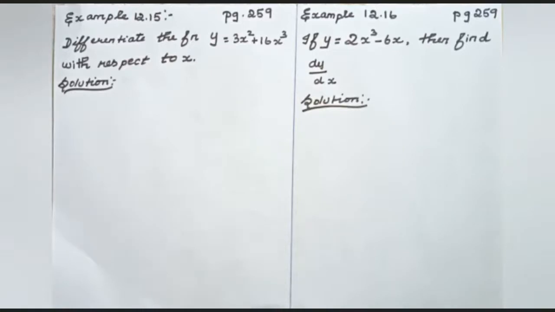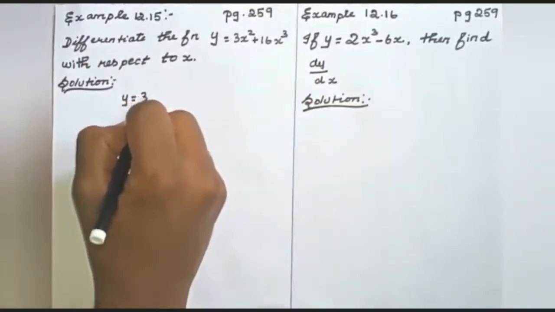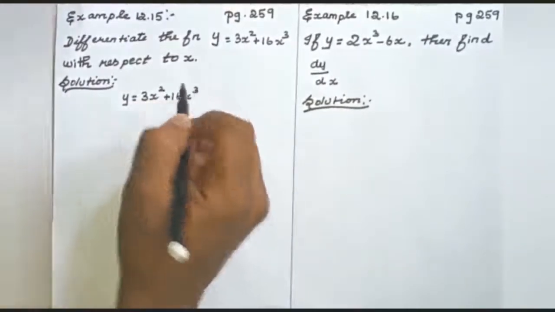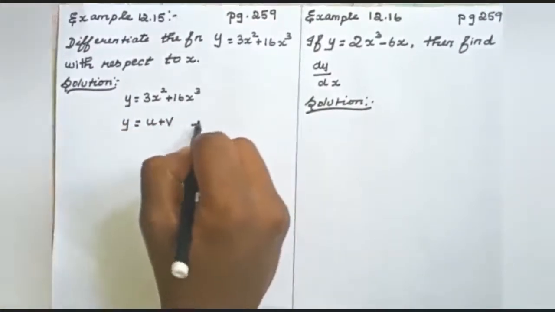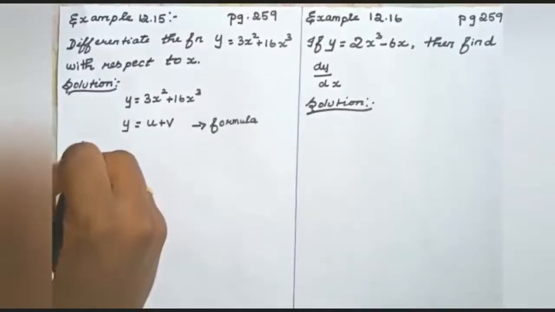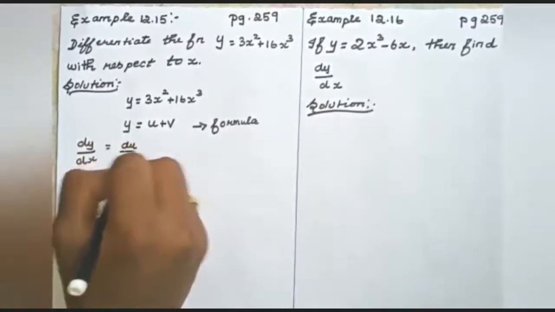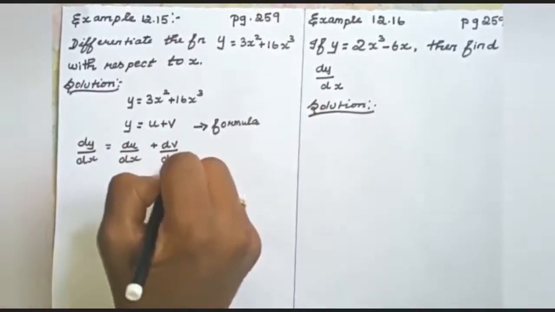This sum can easily be done by applying the u plus v form. In u plus v form, we have to differentiate the u part first and then the v part, and finally combine both by adding the plus sign in between. Moving to the solution, where y is equal to the given 3x square plus 16x cube, and as I discussed, we have to apply the u plus v form, where the formula will be as below: y equal to u plus v. Now proving this formula, dy by dx is equal to du by dx plus dv by dx.